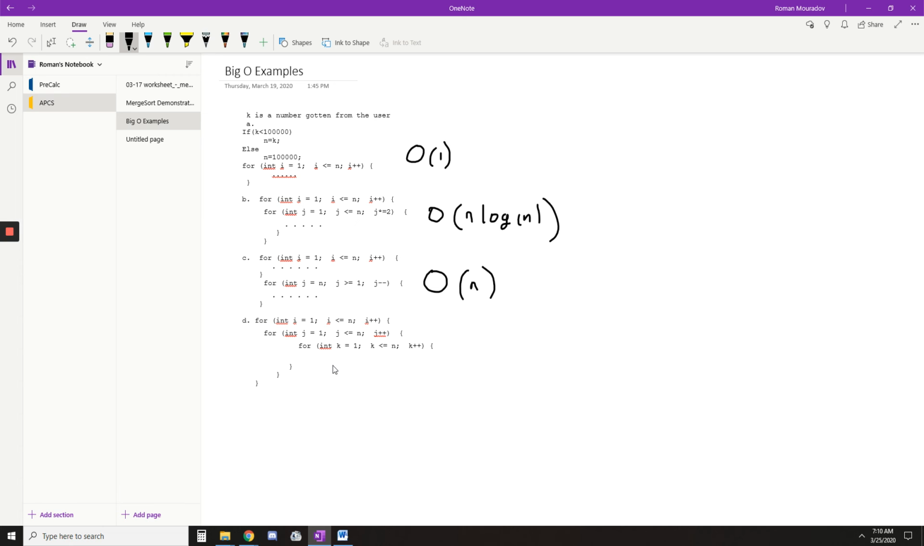And finally, I have three loops here. This guy's running n times. This guy's running n times. I think this one's straightforward. This is just a nested loop. All of the loops are running n times. So that means the Big O of this guy is n cubed.